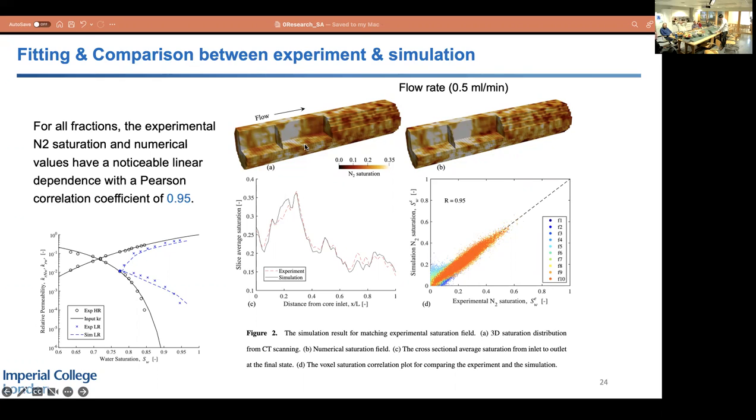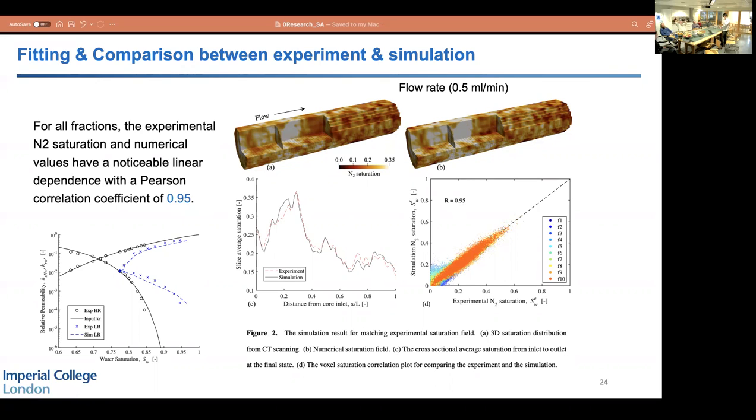This is the validation. You can see this is the final fraction from inlet to outlet. The saturation has a high correlation with the experimental one. And this one is also point by point for each RUV. It also has a quite linear relation. The correlation for this one is around 0.95. So we think it's accurate enough.